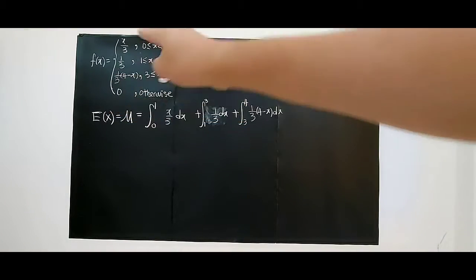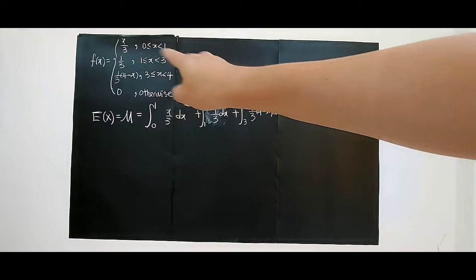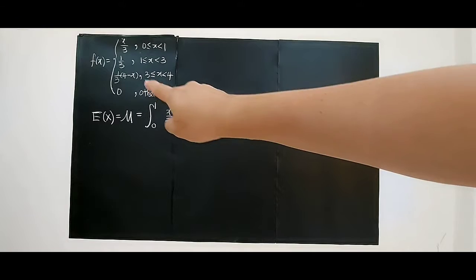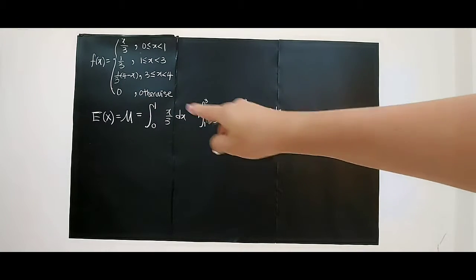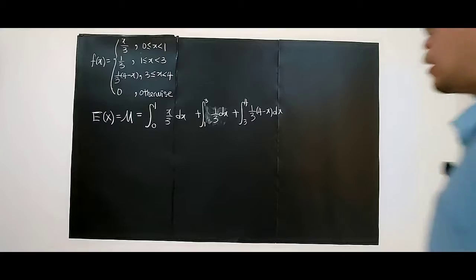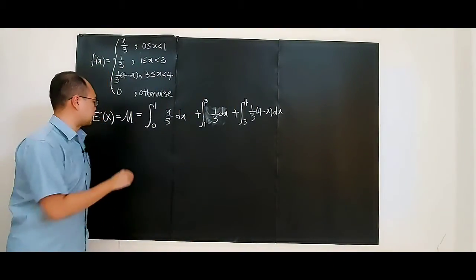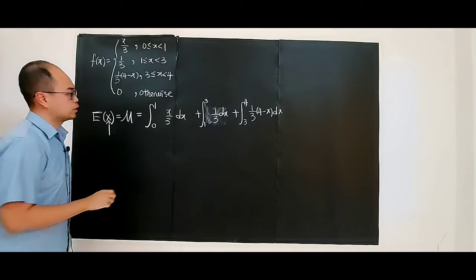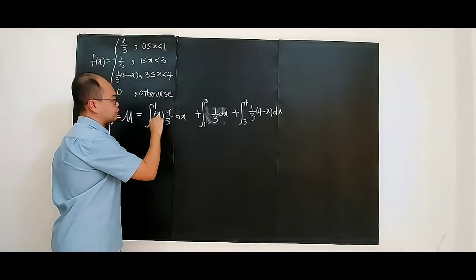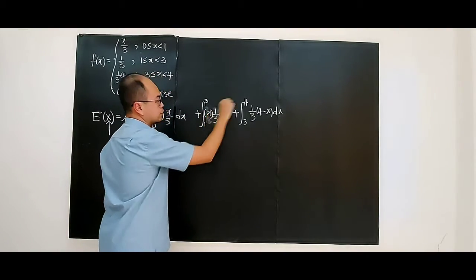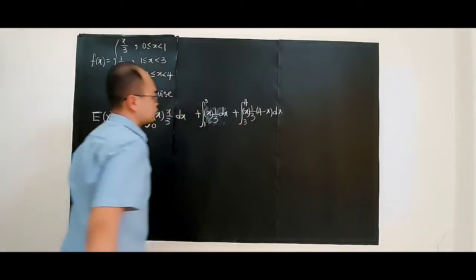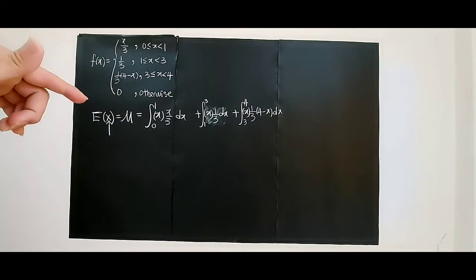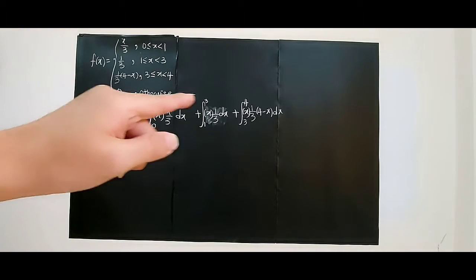If you're finding a mean, it's just like adding up everything here: 0 to 1, x over 3; 1 to 3, 1 over 3; and 3 to 4, 1 over 3 times (4 minus x). But because you are finding the mean, you have to multiply by x. If you look at the expected value of the random variable, you have to multiply by x into the integral. If there is an x squared, then you multiply by x squared.